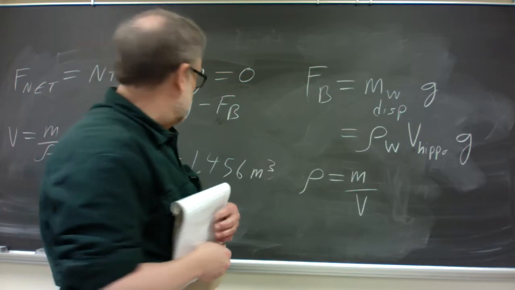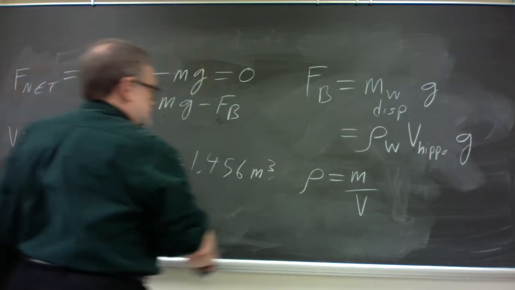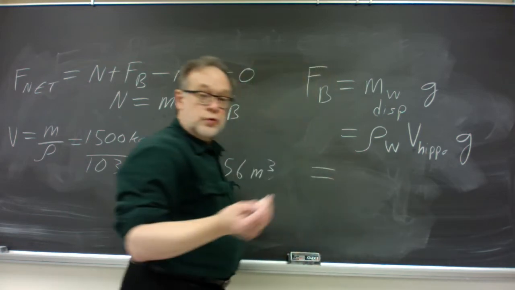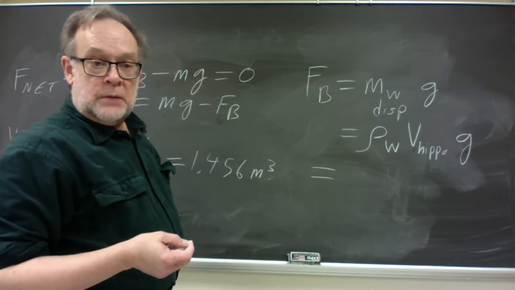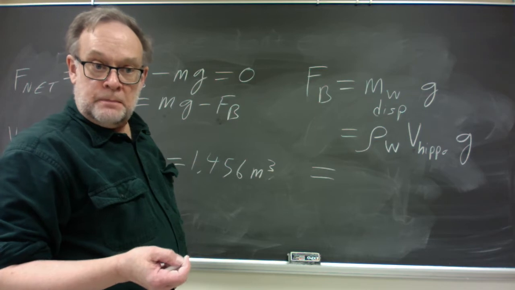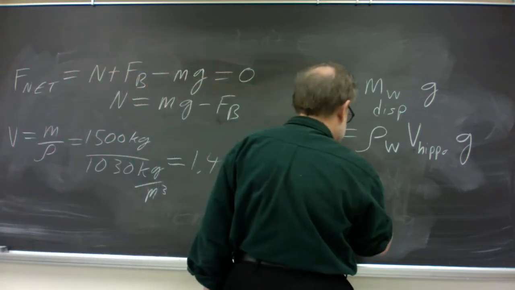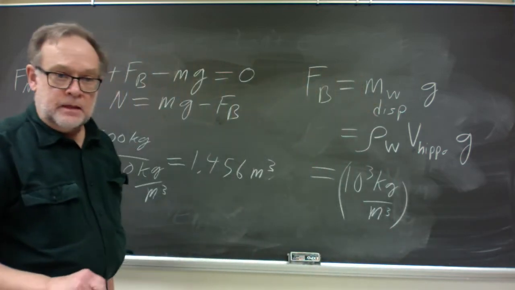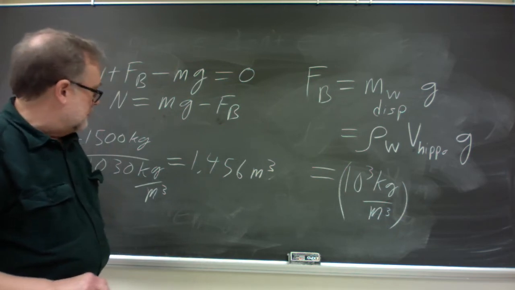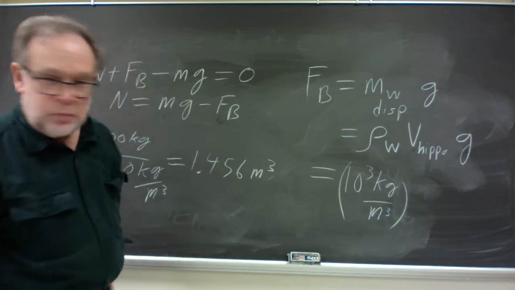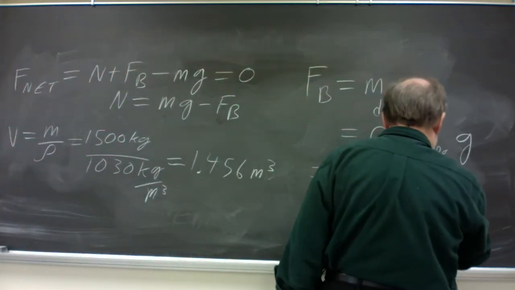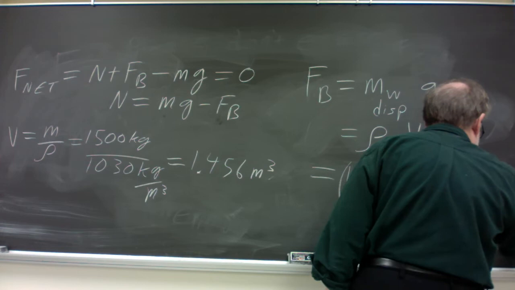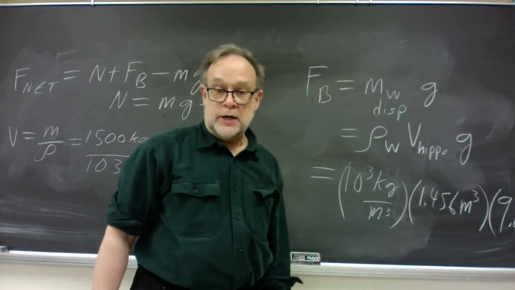So now we can calculate the buoyant force. The buoyant force is the density of water, fresh water, which is about 1,000 or 10 to the third kilograms per cubic meter, times the volume of the hippo, which is the volume of the displaced water, 1.456 cubic meters, times g of 9.8 meters per second per second.